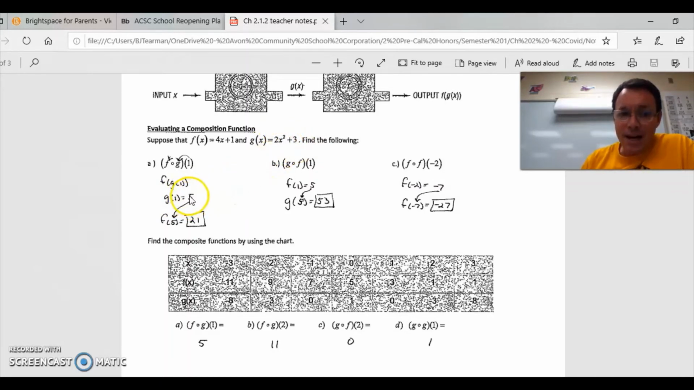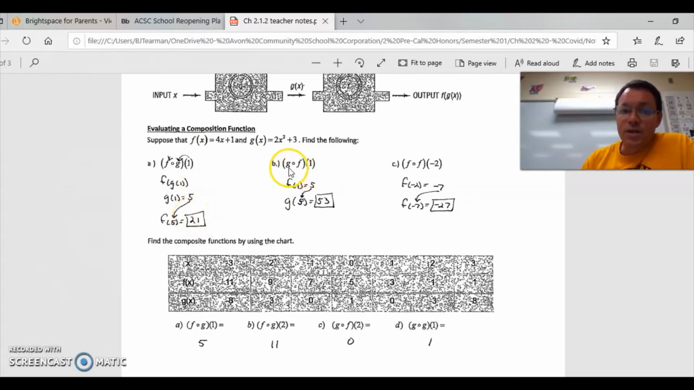But then that 5 is now getting placed into function f. That's what this says. Plug it into here, and then whatever that answer is, it's going to get plugged into f. So I took a 5 and put it right here, and I got 21. And that was my answer, and I was done.